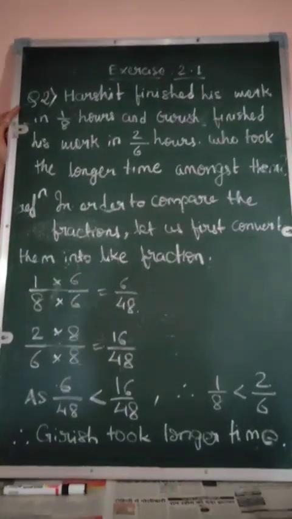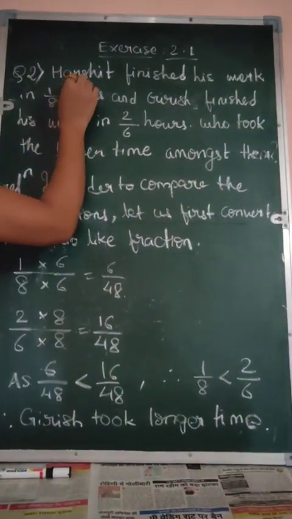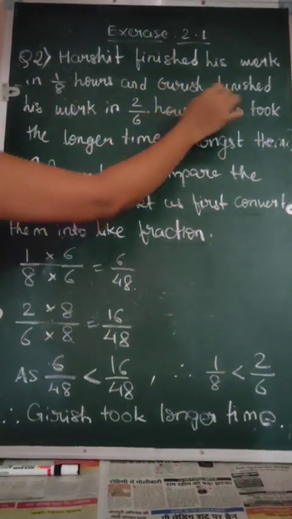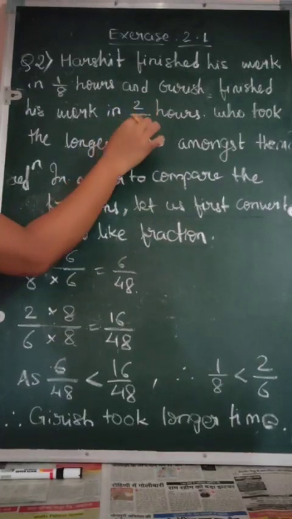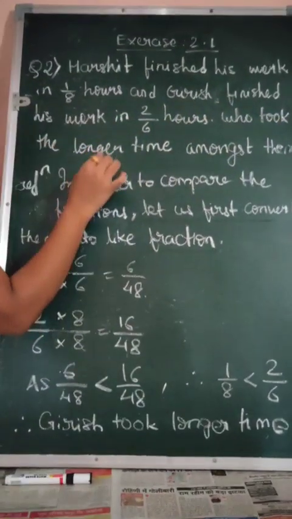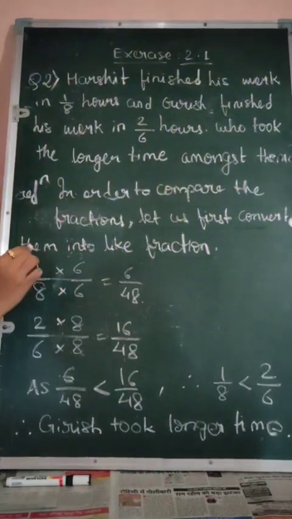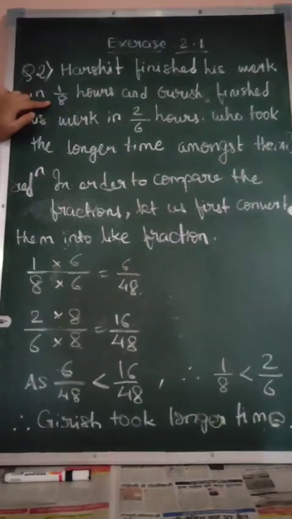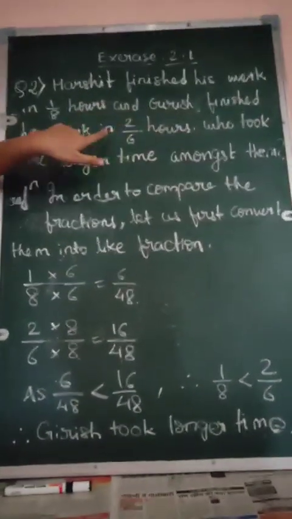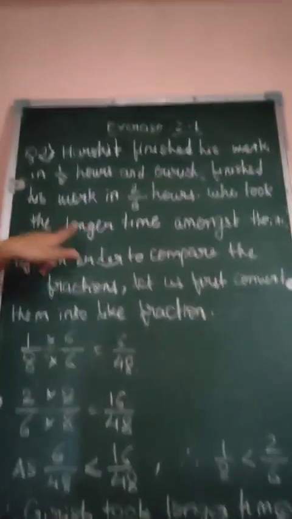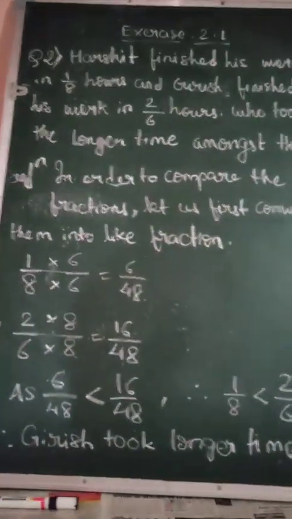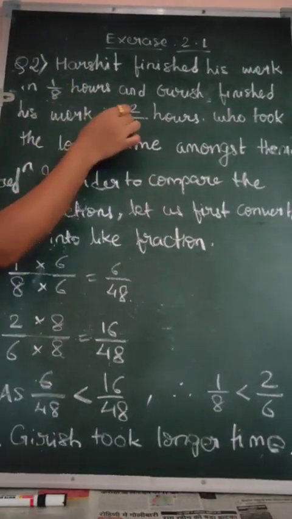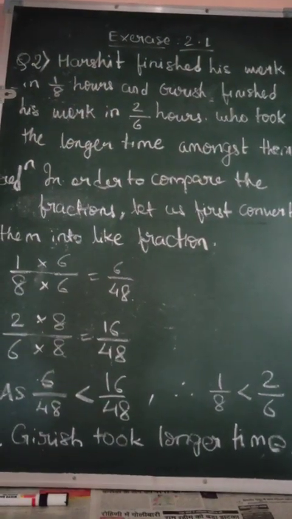Next, question number 2. Harshit finished his work in 1/8 hours and Girish finished his work in 2/6 hours. Who took the longer time amongst them? So here in the question it is given that Harshit finished his work in 1/8 hours and Girish finished his work in 2/6 hours. So who took the longer time, that we have to find. It means we have to compare these two fractions, and by comparing these two fractions we have to find out who took the longer time.